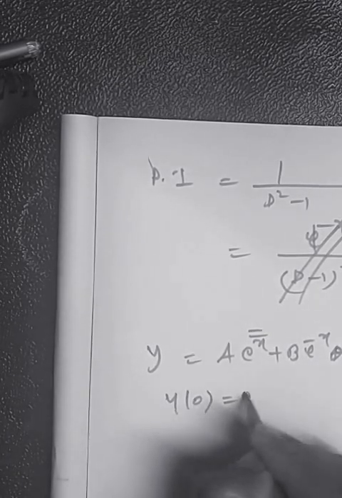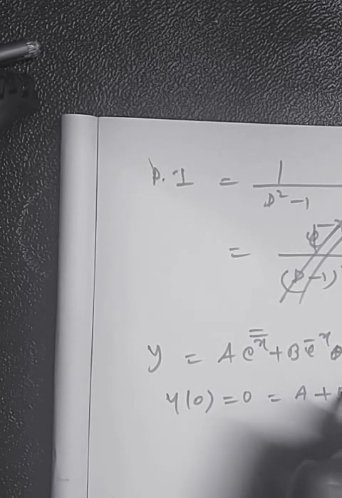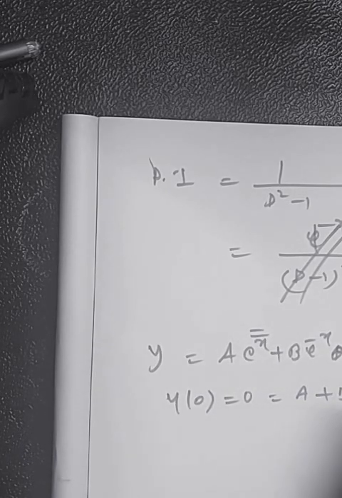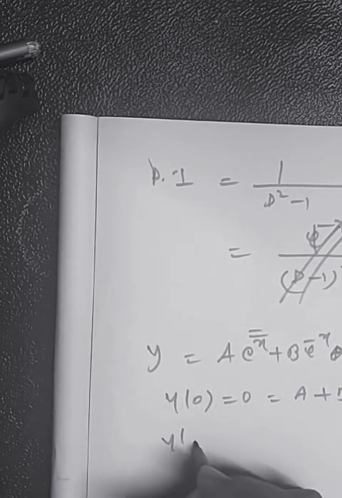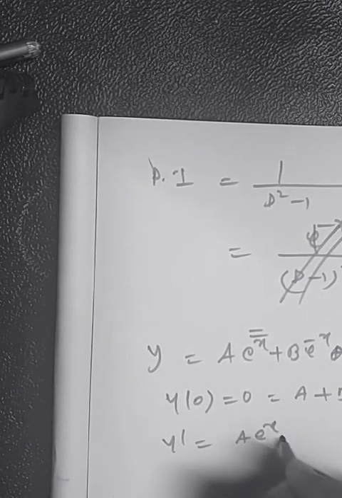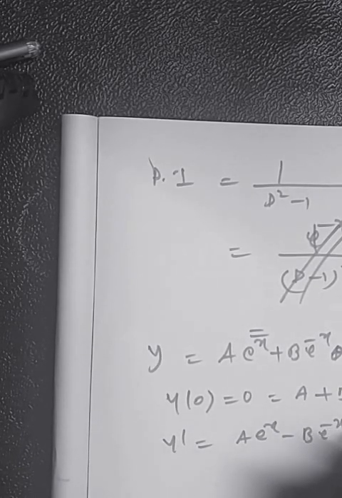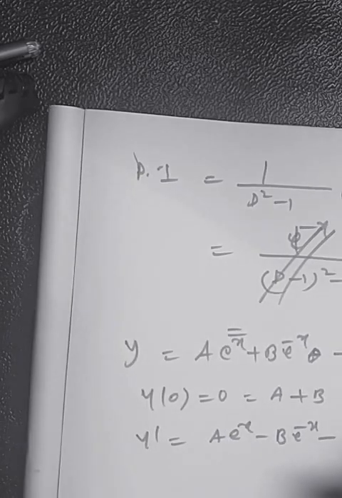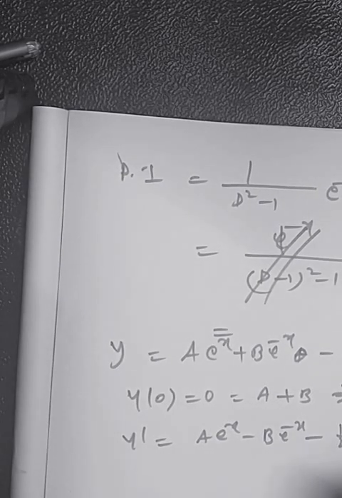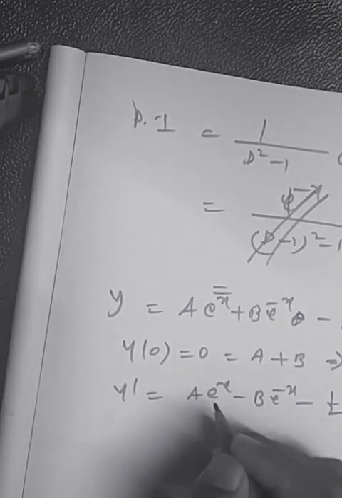y(0) is equal to 0, which equals a plus b. This implies a is equal to minus b, and y' is equal to a e to the power x minus b e to the power minus x minus half of e to the power minus x minus x by 2, so plus, it will be plus e to the power minus x, right?